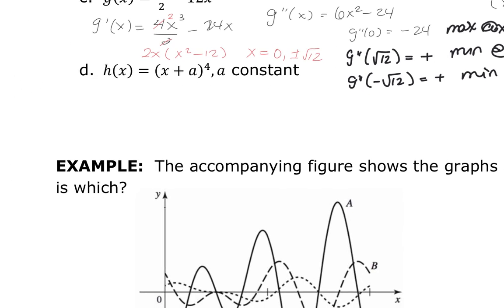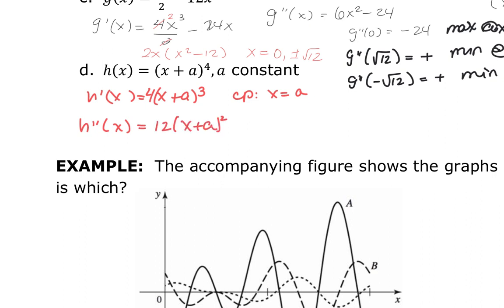Let's take a look at h. So h prime of x is equal to 4 times x plus a raised to the third power. My critical point is x is equal to a. H double prime of x is going to be 12 times x plus a squared.